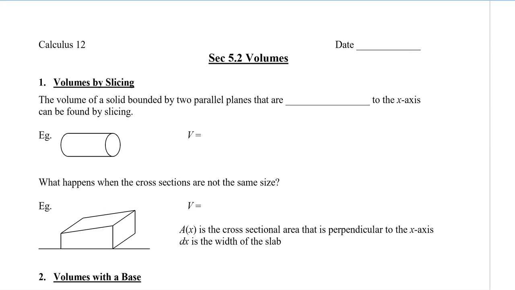The volume of a solid bounded by two parallel planes, for example, these circles on the ends, which are perpendicular to the x-axis, can be found by slicing. So we'll assume that the x-axis is here, and these circles are perpendicular to the x-axis. For the volume of this shape, let's take an arbitrary cross-section. If I cut this shape right here, I'm going to have the area of one cross-section.